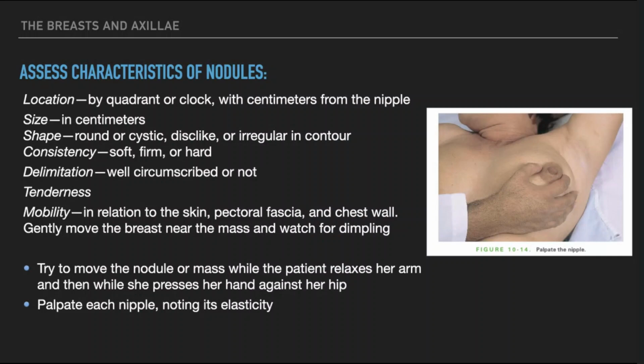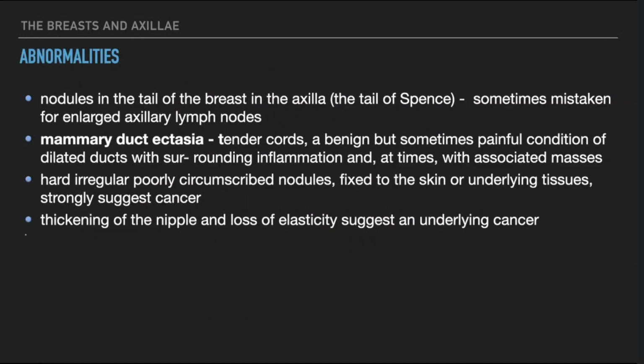For mammary duct ectasia, you may have tender cords, sometimes painful. It's a painful condition causing dilated ducts with surrounding inflammation and associated masses. Hard, irregular, poorly circumscribed nodules that are fixed to the skin or underlying tissue would strongly suggest the presence of a possible cancer. Thickening of the nipple and loss of elasticity would also suggest an underlying malignancy.